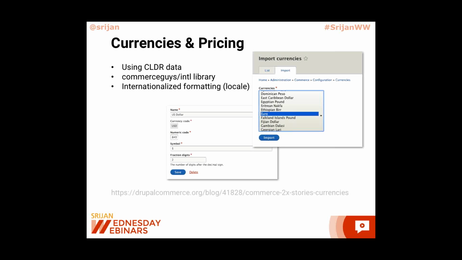Currencies and pricing. For currencies, we're using CLDR data, and that's coming through the Commerce Intl library. It allows us to do internationalized formatting by locale, and there's a reason why this is important. So the way that a price is formatted in German when you're in Austria is different than the way it would be formatted when you're in Germany. And so the CLDR project is just a way to have normalized format data, even though it may not match the official format, but it's most commonly used, and it's backed by other large software projects.